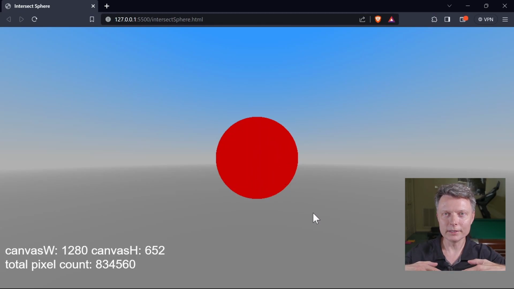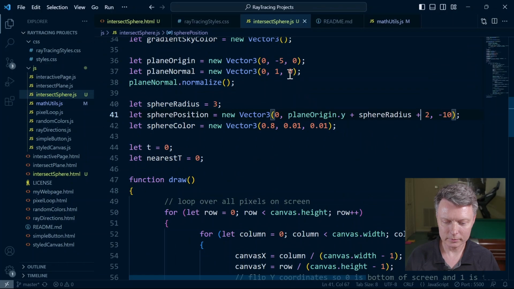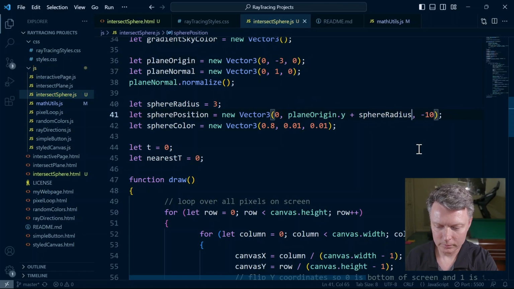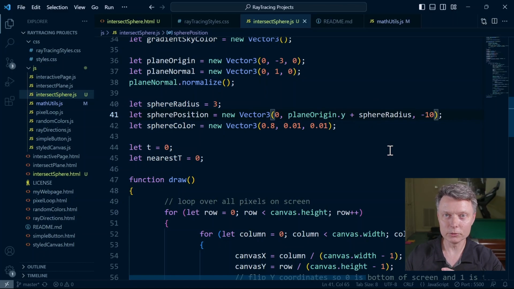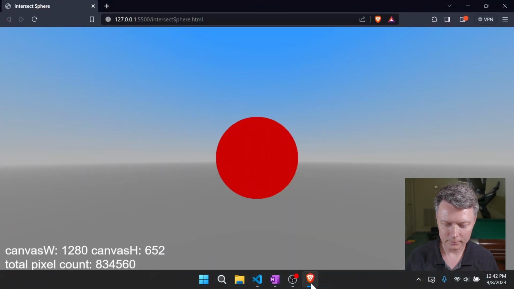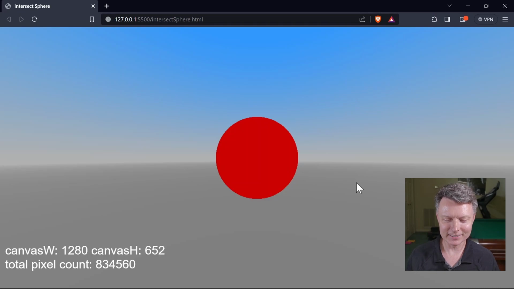So let's move the plane up a little bit, and then that way everything will be more centered. Let's go to the plane and move that up to -3. And then take off this offset. So now we just have plane origin.y, which is -3, plus the sphere radius. And in this case, it's going to be 0 because -3 goes right here, and then sphere radius is +3. So -3 plus +3 is 0. So now the sphere will be kind of moved back to the middle, hopefully. All right, I like that a lot. I think that looks really good.